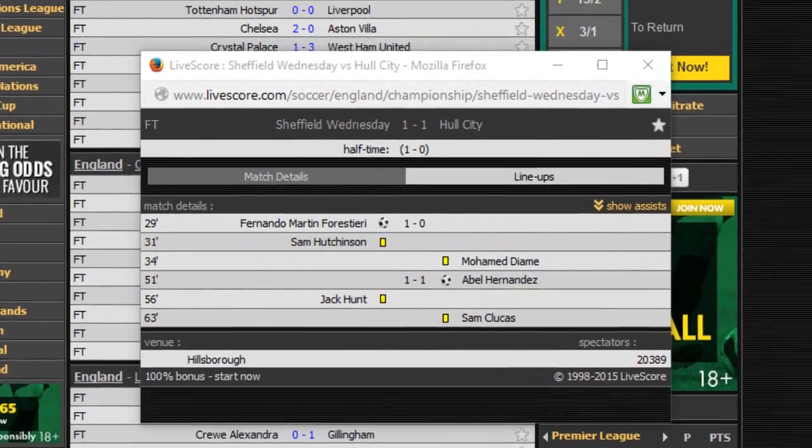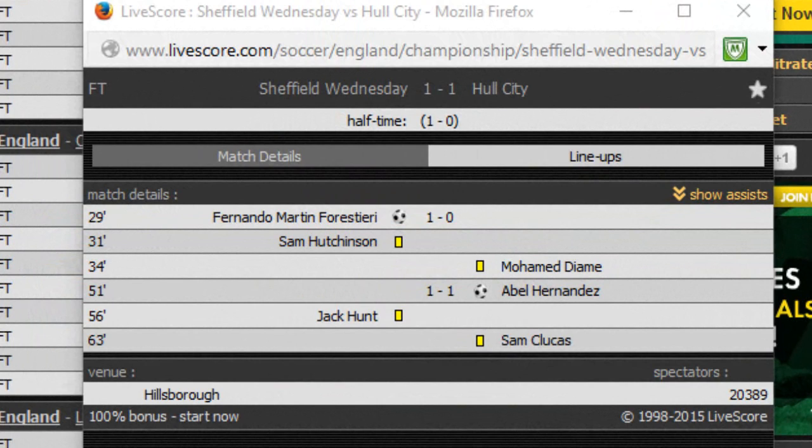I just want to show you how the match ended. I did try to record as a follow-on from the previous recording, but something obviously went wrong, so I'm having to do this quite a while later. But as you can see here, we've got from the livescore.com website, the final score was 1-1, and it was 1-0 at half time.